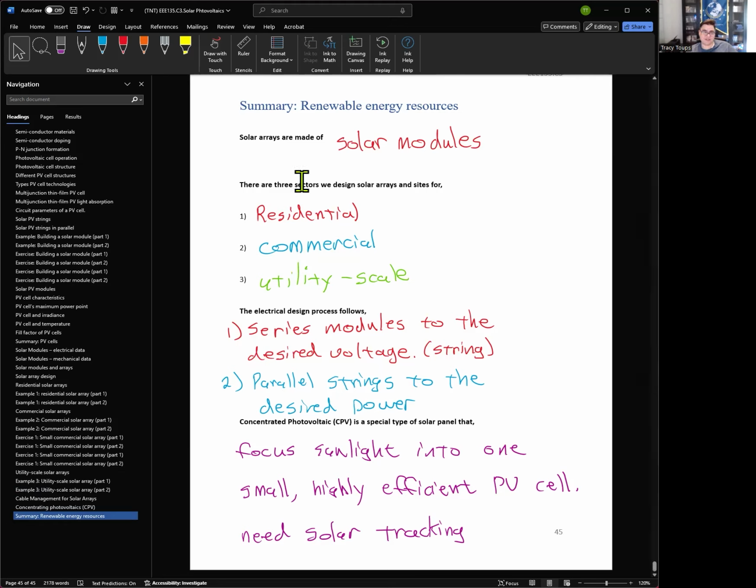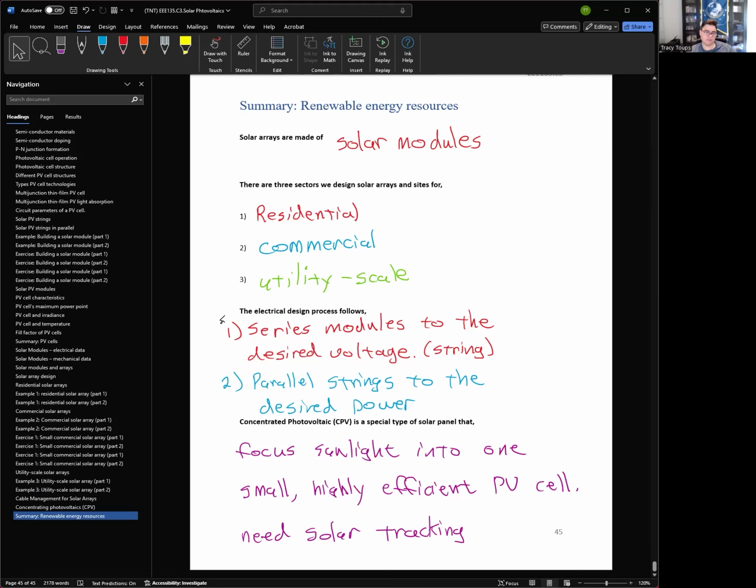Okay. There's 3 sectors we design solar arrays for, typically residential, and then we could go bigger from solar arrays to solar sites for commercial and utility scale. There's 3 major levels. You might be working for one of these, you might be working for all 3. So for me, I work at Turlock Irrigation District. I'm a utility level. We're actually having a project where we're building solar panels in canals. This is a utility scale project.